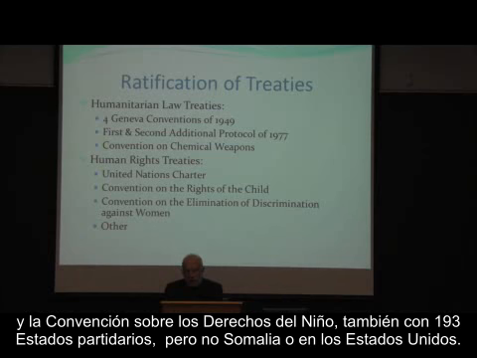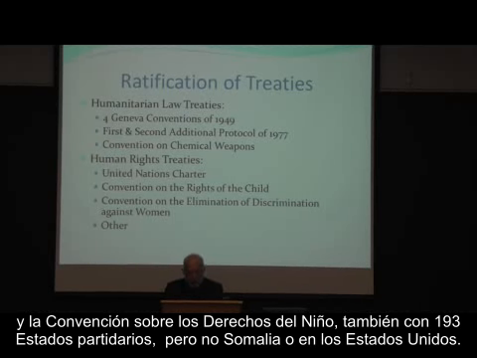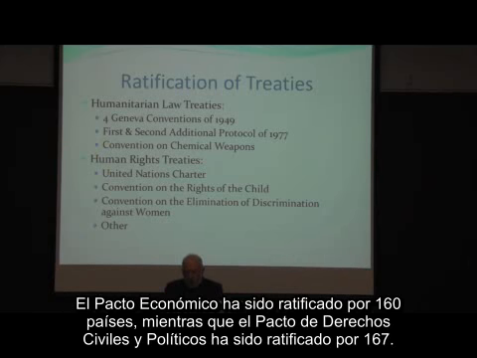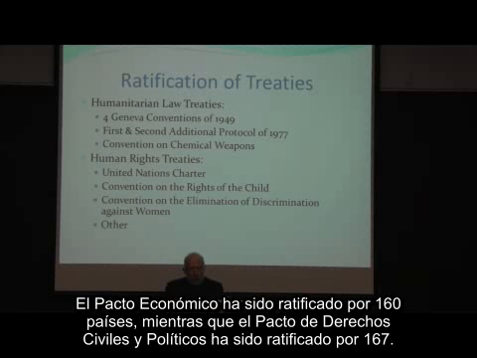By comparison, the most widely accepted human rights treaties include the UN Charter with 193 member states and the Convention on the Rights of the Child, which has similarly 193 states parties, but not Somalia or the United States. There are 187 governments that have accepted the Convention on the Elimination of Discrimination against Women. The Economic Covenant has been ratified by 160 nations, the Civil and Political Covenant by 167.